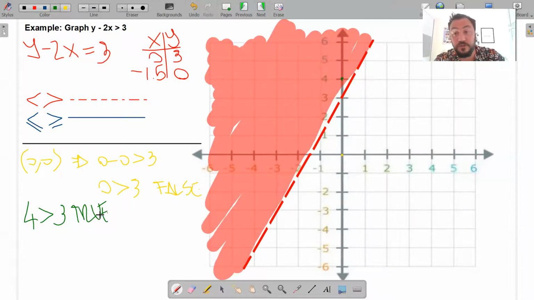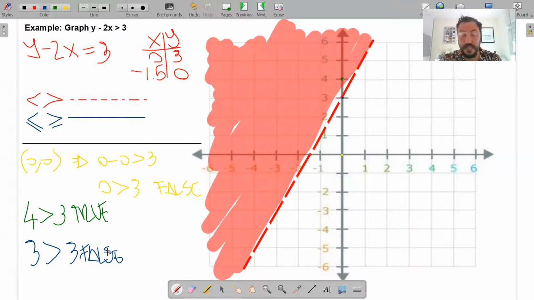Now, we wanted to see before why the line is dashed. The line is dashed because the points lying on the line are not included in the solution. If, for example, we choose another point, point 3,0, okay, the x-intercept, in that case, what we will get is 3 greater than 3. This is false, and it will be false for any point we choose from the line, okay?